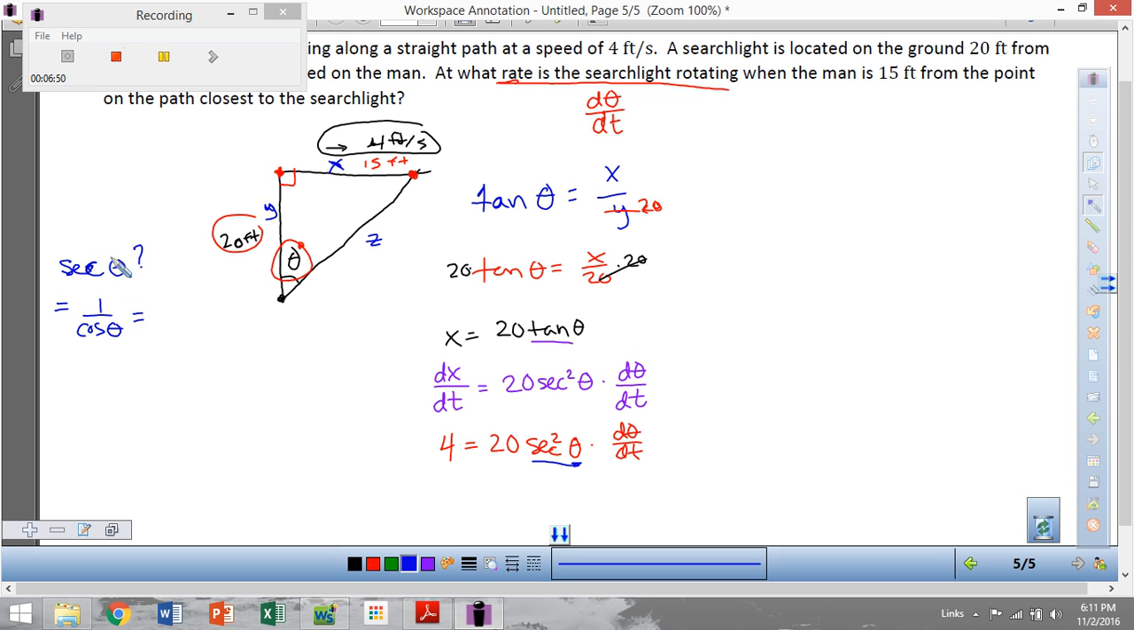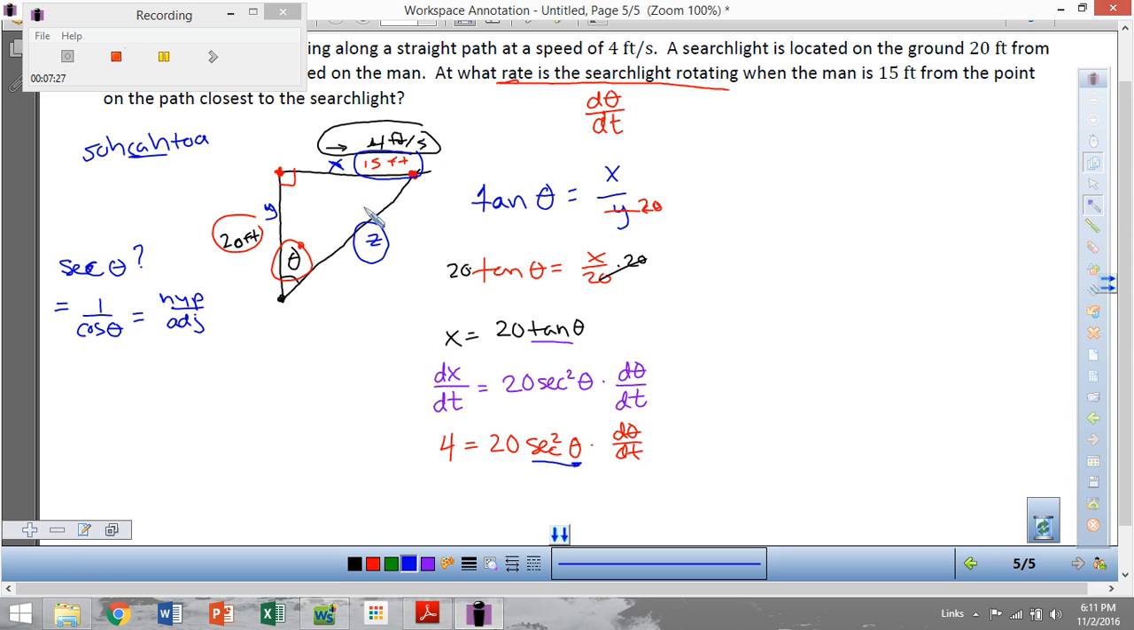And cosine, I know by SOHCAHTOA that cosine is adjacent over hypotenuse, which means the reciprocal of that, secant, would be hypotenuse over adjacent. And so if I'm looking at this angle, I've got the adjacent side. The adjacent side is 20. What I don't have is the hypotenuse. And I'm going to have to find that. And in order to find that, that's why they have to give me the time at which he's 15 feet away from that point.